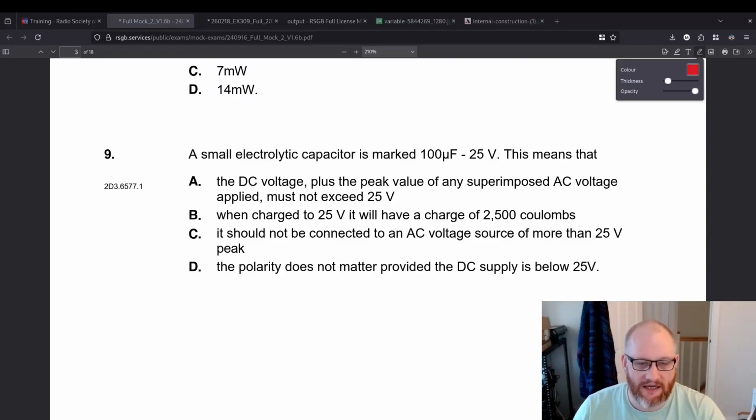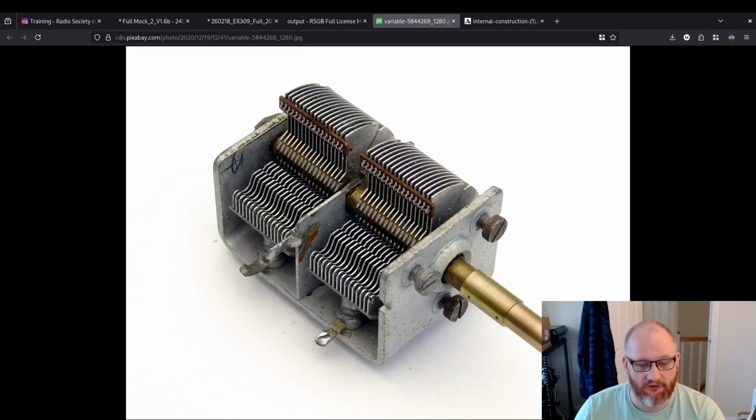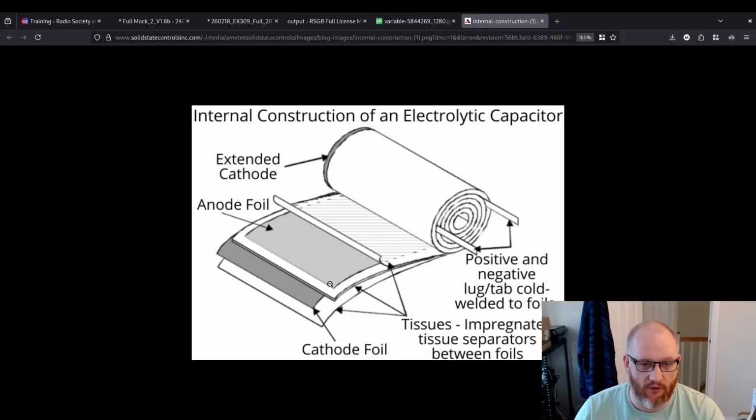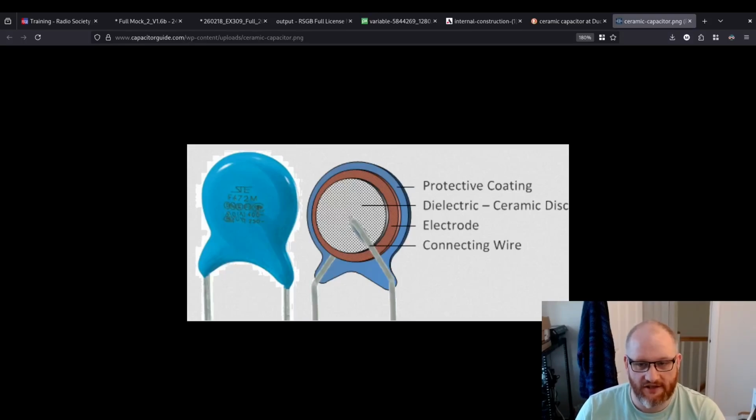So why does a capacitor have a maximum voltage rating? Well, let's think about this symbol we draw for a capacitor, which is two plates separated by a gap. And that gap could be a number of things. Commonly for a variable capacitor, that gap is air, so we say the air is the dielectric. For an electrolytic capacitor, it could be something else. It's typically a more complex construction. Between the anode and cathode foils, we've got a tissue material that's been impregnated with an electrolytic solution to form the dielectric between the two plates. And here we can see the insides of a ceramic capacitor where, again, we've got plates either side and a ceramic material acting as a dielectric.